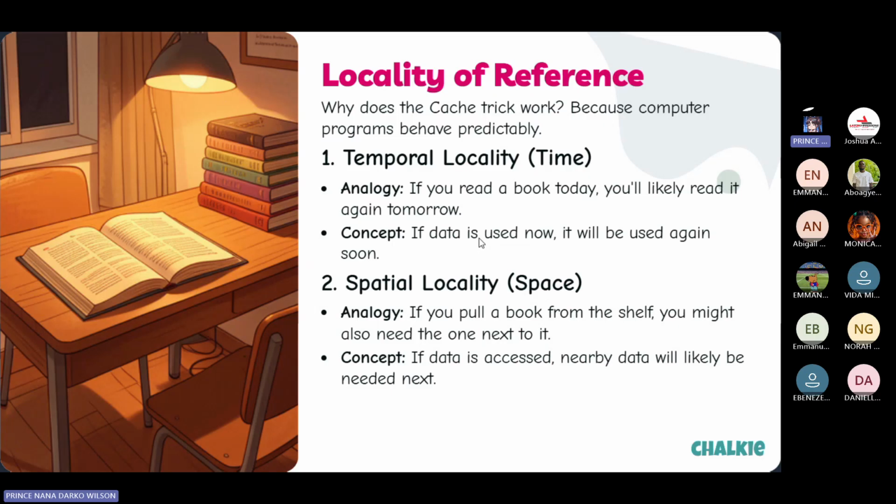Then we have spatial locality. The idea is if you pull a book from the shelf, you might also need the one next to it. And I've already used my kitchen and spoon analogy to explain this. So if data is accessed, nearby data will likely be needed next. So they are all fetched together.